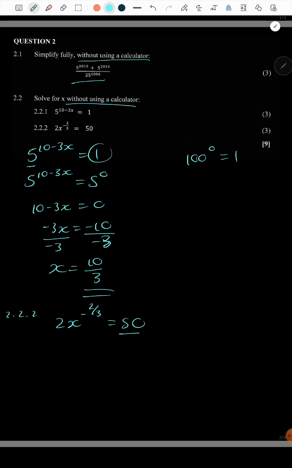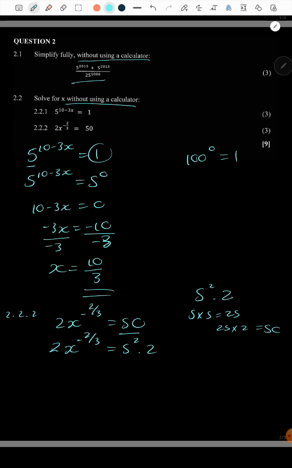Remember, 50, we can write 50 as an exponent. And how can we write it? We can write it as 5 to the power 2 multiplied by 2, because 5 to the power 2 is 5 times 5, which gives you 25. And 25 multiplied by 2 gives you 50. So we can say 2x to the power negative 2 over 3 is equal to, let me just write 5 to the power 2 times 2.